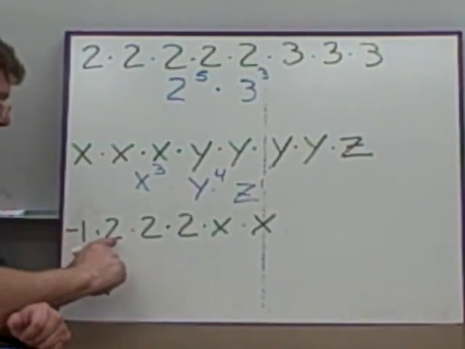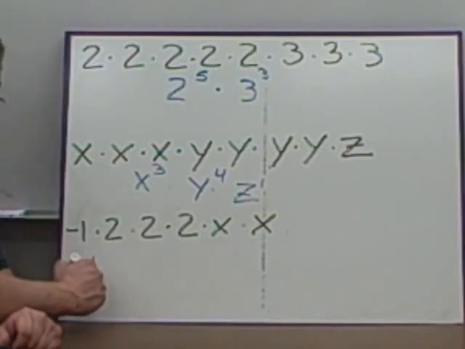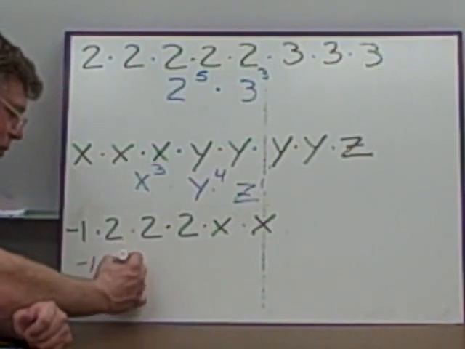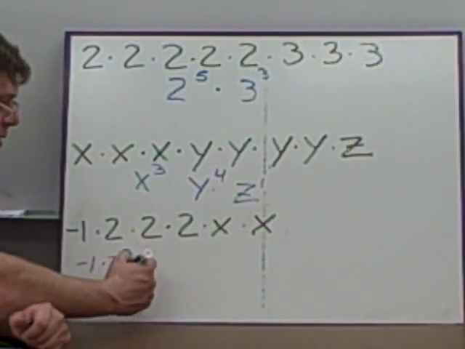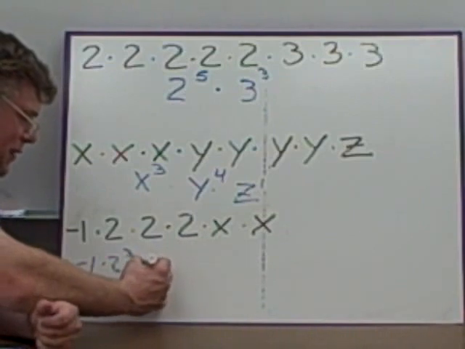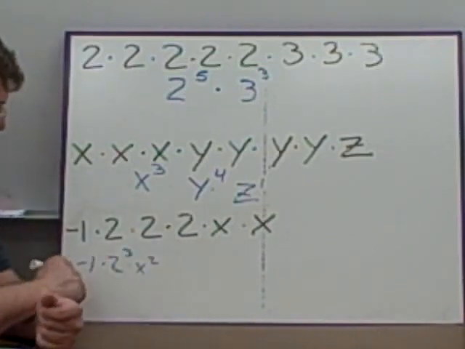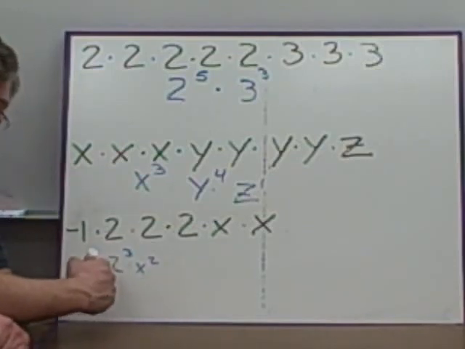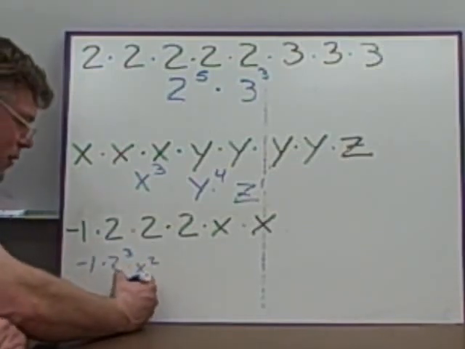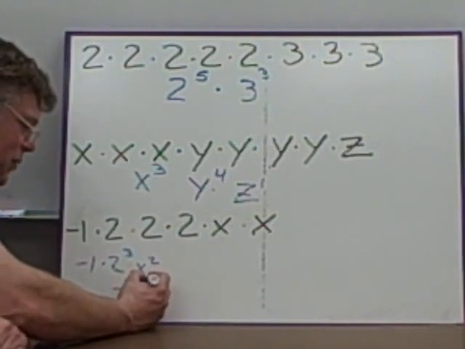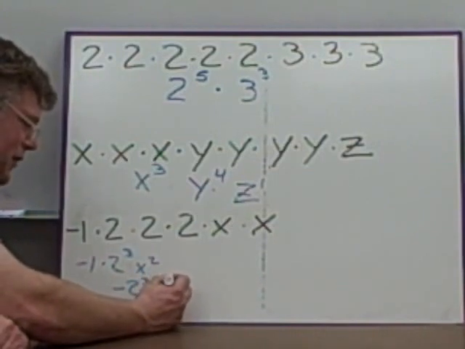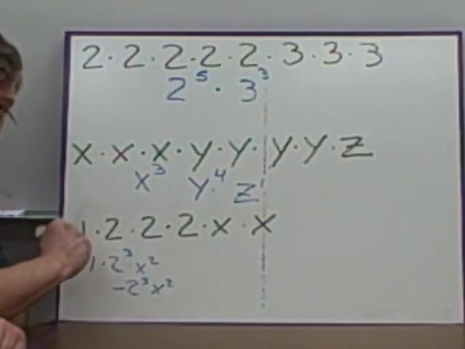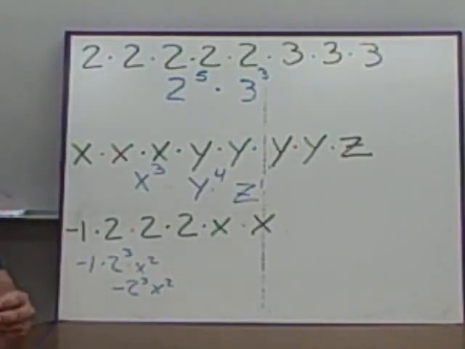Here we got negative 1. Well, there's only one of those, so let's put that there. Times 2 times 2 times 2, that's 2 to the 3rd. So it's times 2 to the 3rd power. And x times x is x squared. Now, when you multiply by -1, you know everything here is going to stay the same. It's just going to become negative. So you'd actually write this as -2 to the third x squared. This is different from the -2 in parentheses to the third power. We're going to see that in a later screen here.